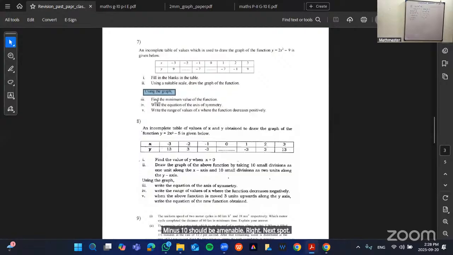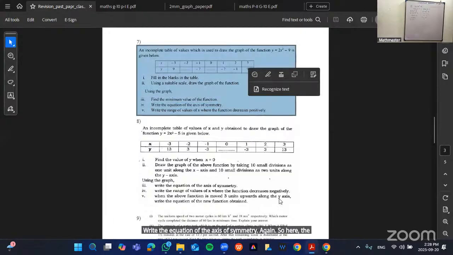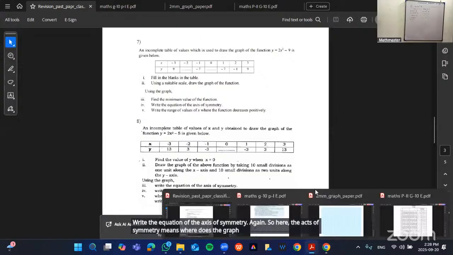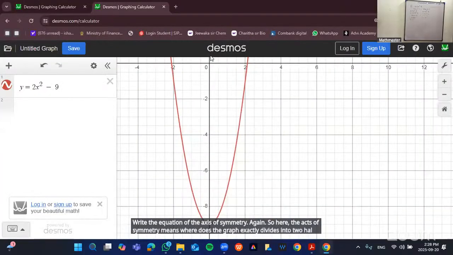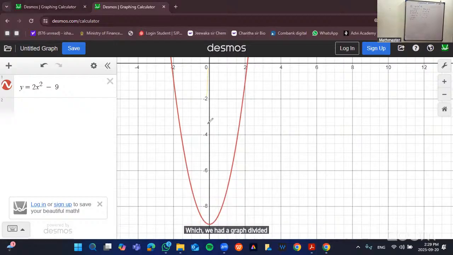Write the equation of the axis of symmetry. Again, the axis of symmetry means where the graph exactly divides into two halves. This is the graph, right? This is the part where the graph divides exactly into two. This axis, what is this axis called?